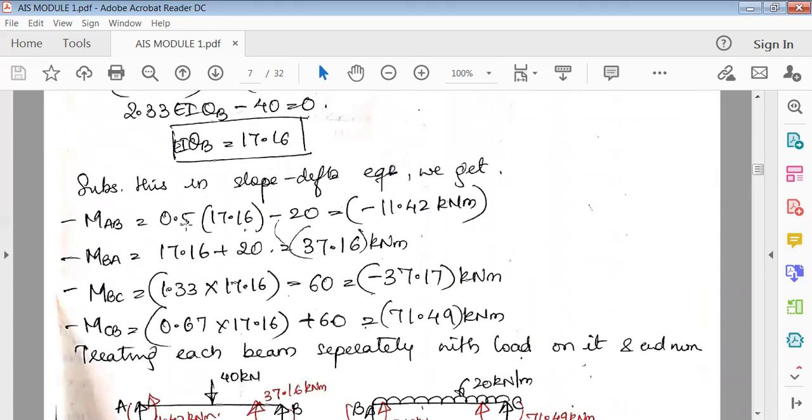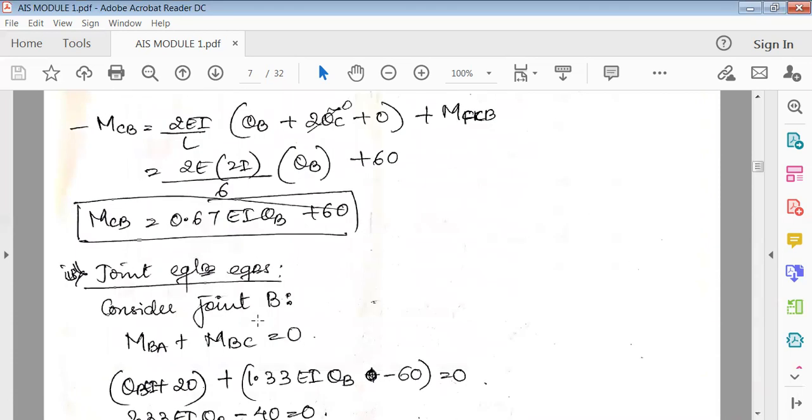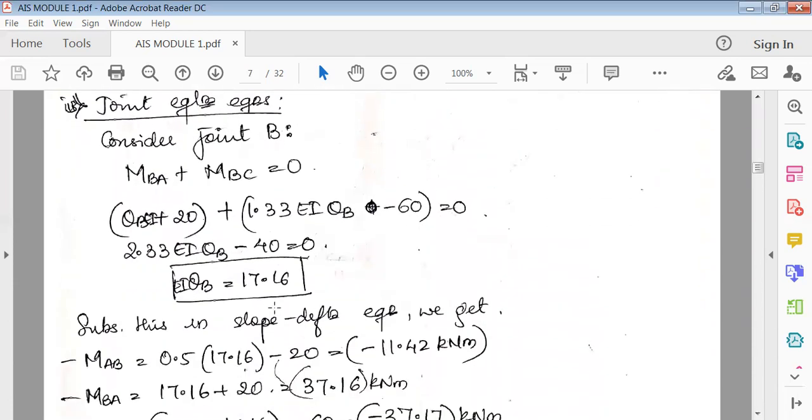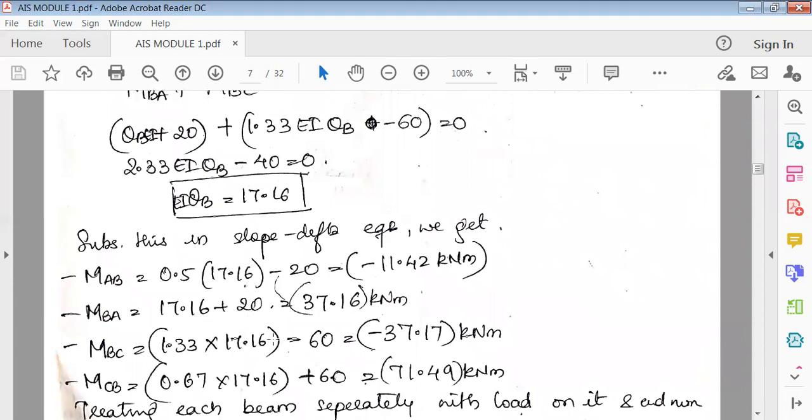MAB is equal to 0.5 times EI theta B, 17.16, minus 20. Solve this: first multiply, and then subtract, and you'll get this answer. Now this is a moment, so the unit is kilonewton meter. Similarly, next MBA. Again we have the equation here. Instead of EI theta B, substitute 17.16, plus 20. When you solve this, it is 37.16.